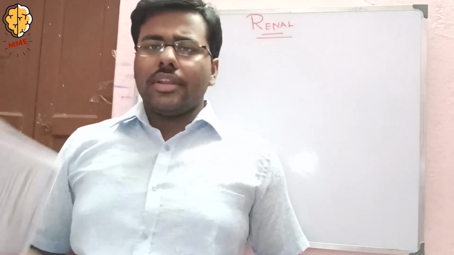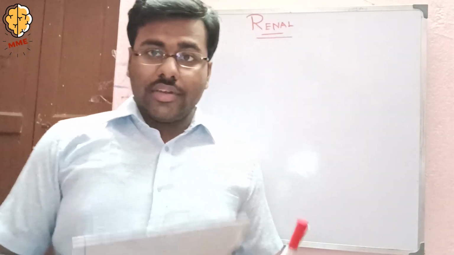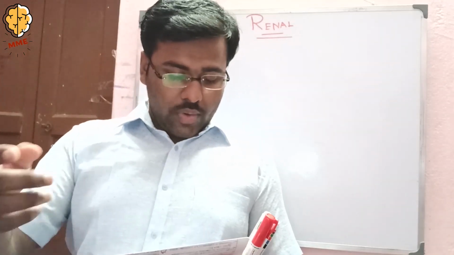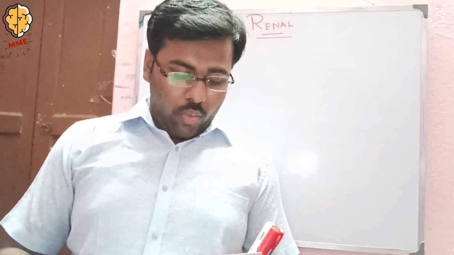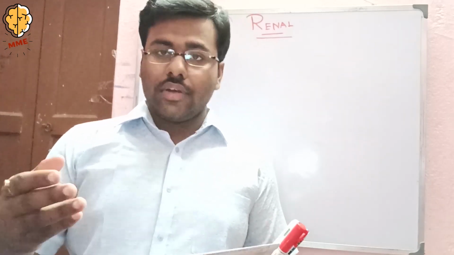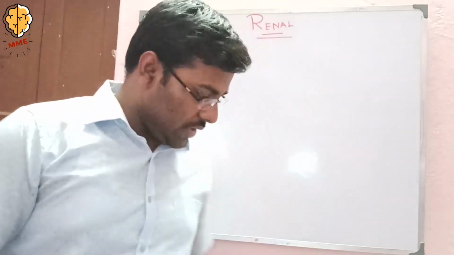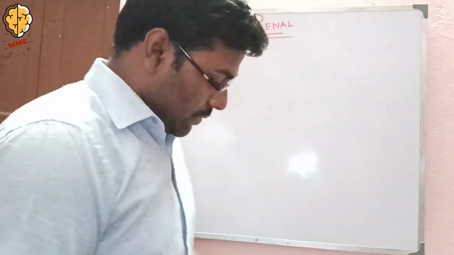Previously I talked about the autonomic nervous system, and today's topic is renal. I will cover three questions together. Question number one: furosemide is combined with spironolactone as diuretics. Why is furosemide used in left ventricular failure? And a short note on furosemide.